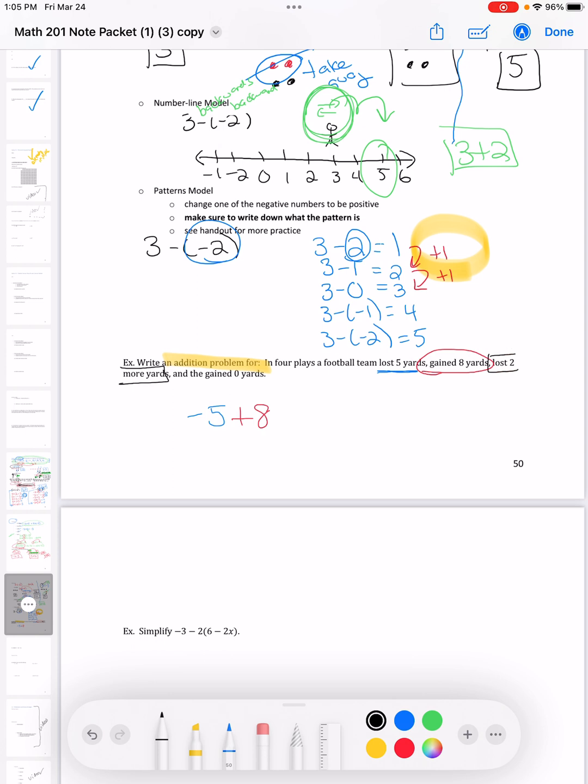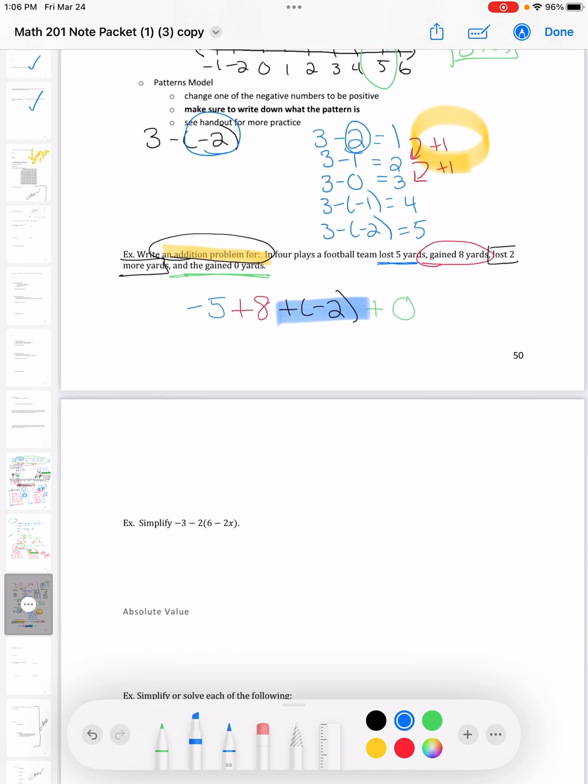I don't want to write that as minus 2 because it asks for an addition problem. So I'm going to write that as plus a negative 2. So anytime we're asked to write an addition problem, we would have to use that plus a negative in there. And then last it says gained 0 yards. So again, I'm going to put a plus there because the problem asked for it to be addition. So if you're asked to make an addition problem, make sure you have all addition signs in there. I know that plus a negative 2 could be reduced down to minus 2, but I'm not going to do that reducing. I'm going to keep it in that addition form.